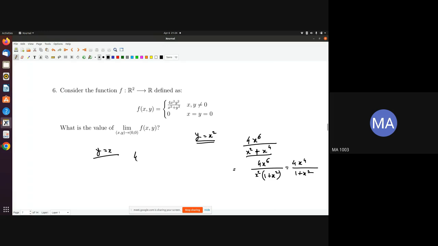Then what will I get? 4x square plus x square. Oh no, it's again 0. It will be 0. It's again 0. Then any other path you want to try?